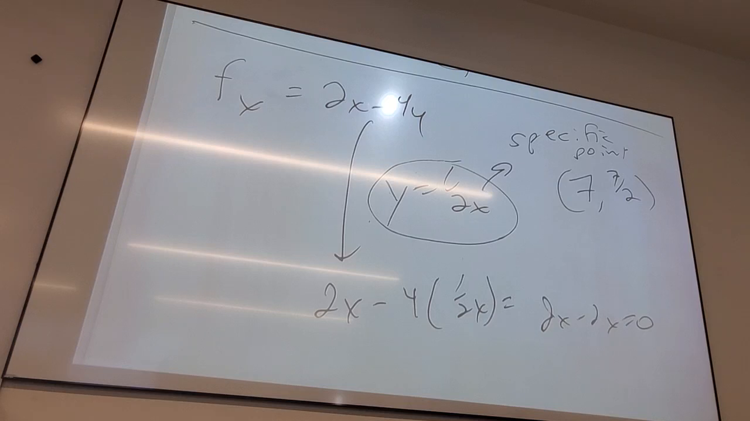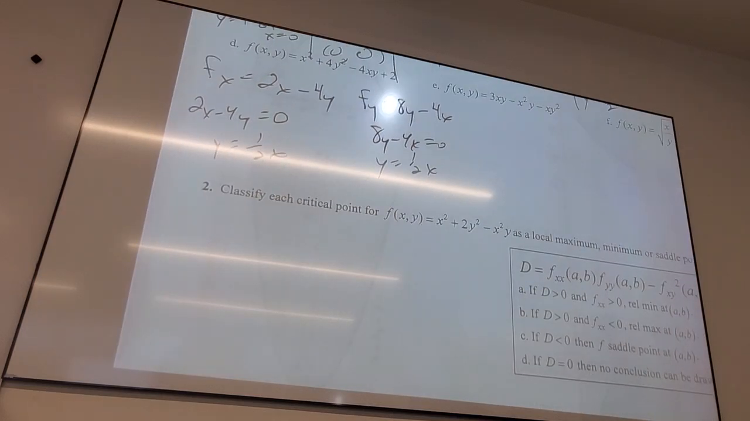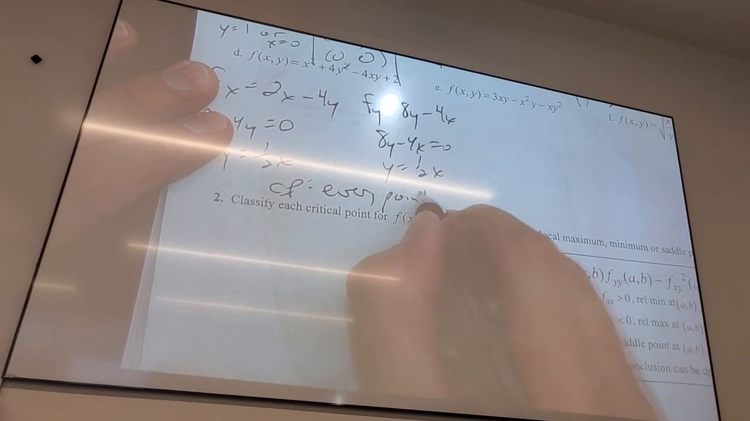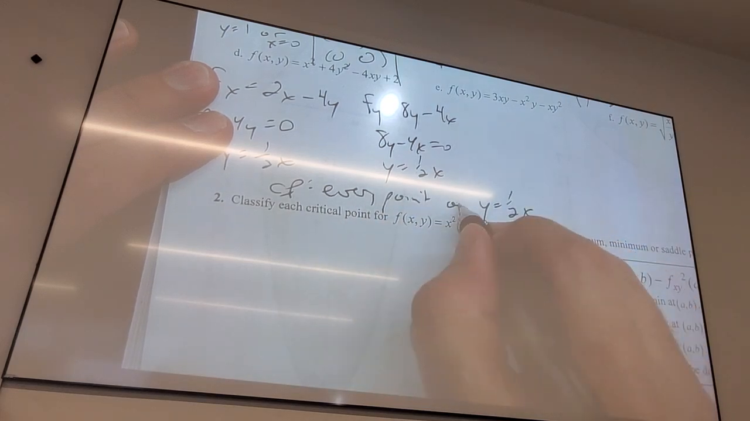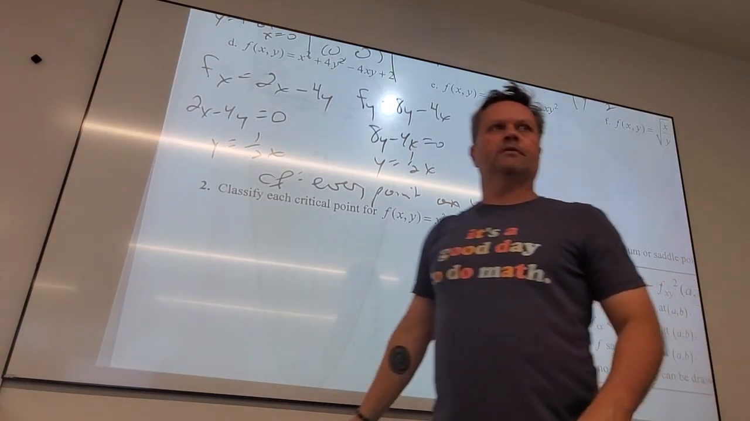So what that means is any point on y equals 1/2 x makes fx 0. Does it also make fy 0 at the same time, in the same way, yes? You guys with me? So what are the critical points for this function? What about that line? Every point. You basically said it, but I want you to really say it. Any point on the line y equals 1/2 x, every point on y equals 1/2 x. Every point on that line is a critical point.